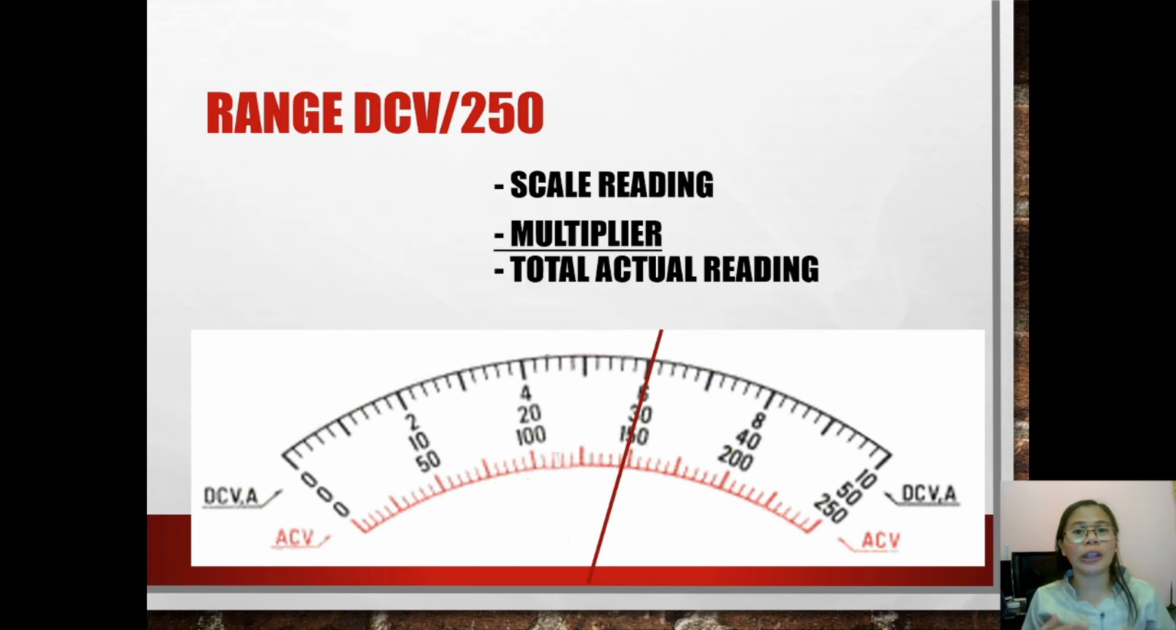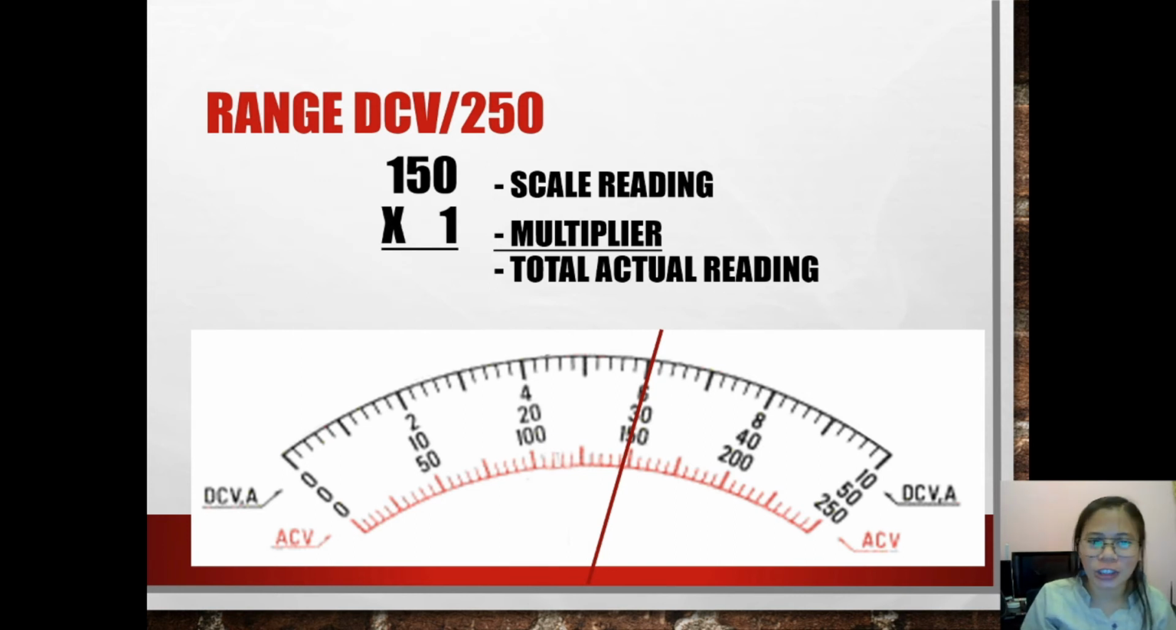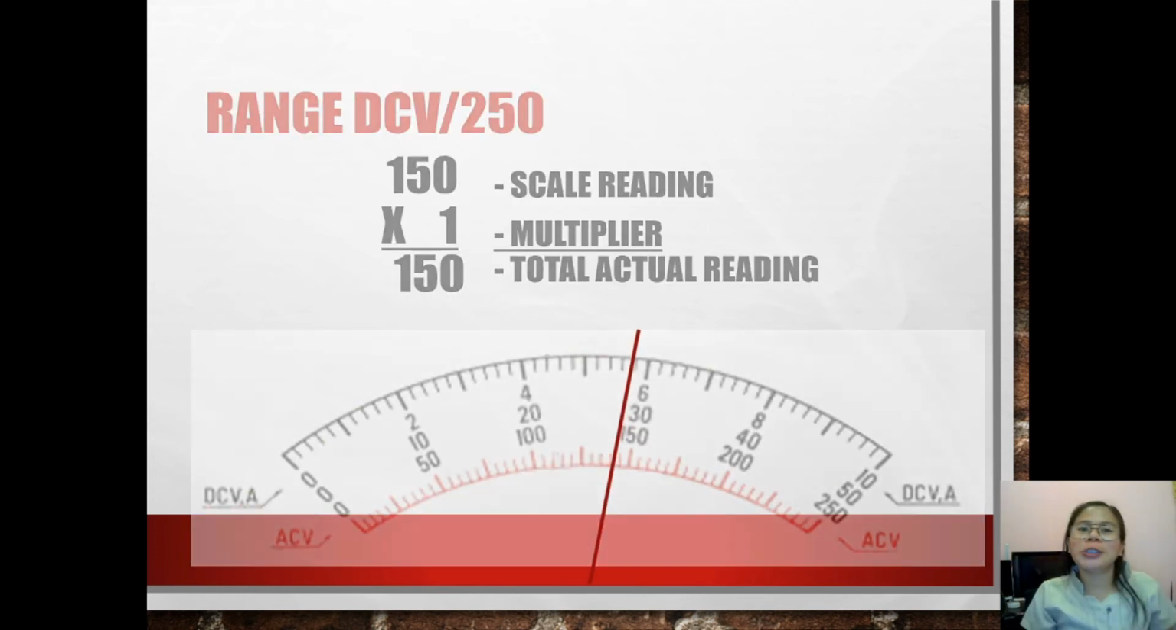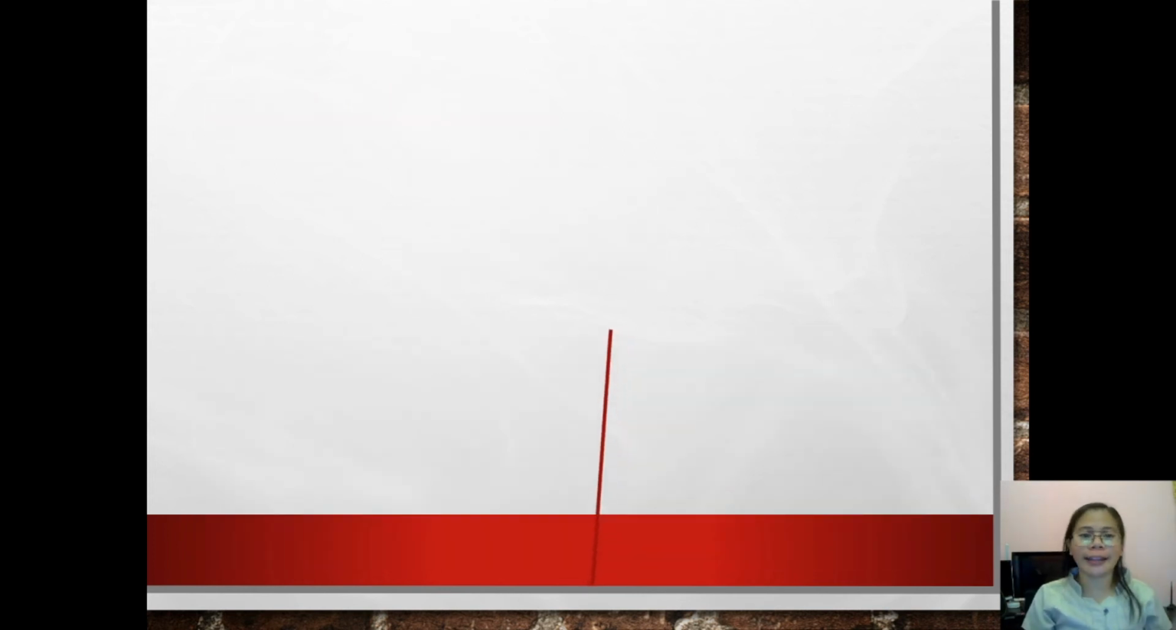So let's have another example for the range of 250. What is the scale you are going to use? Very good. You are going to use the 0 to 250. So what will be the scale reading? Okay, so our scale reading is, very good, 150. What will be the multiplier for 250 range? Alright, very good. It is multiplied by 1. What is our total actual reading? Very good. It is 150.